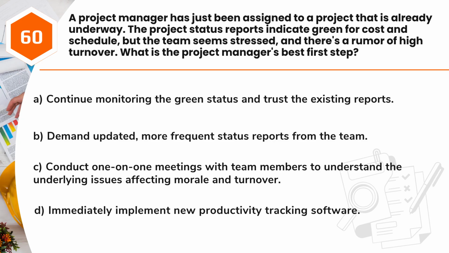A. Continue monitoring the green status and trust the existing reports. B. Demand updated, more frequent status reports from the team. C. Conduct one-on-one meetings with team members to understand the underlying issues affecting morale and turnover. D. Immediately implement new productivity tracking software.